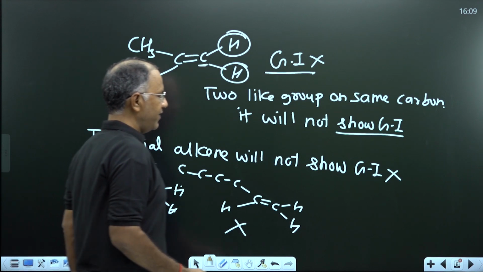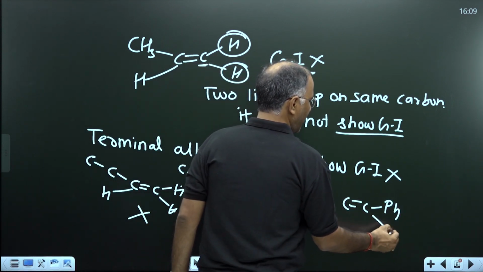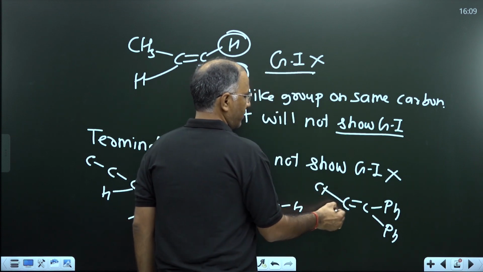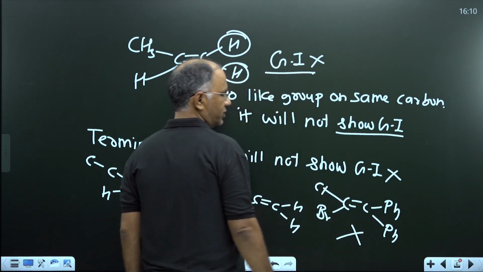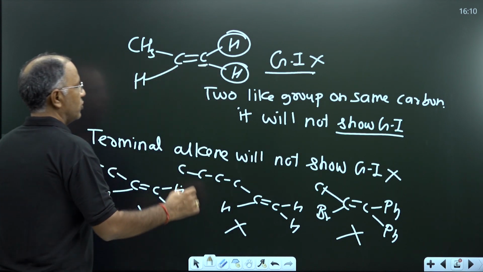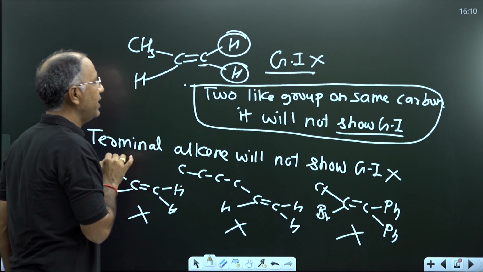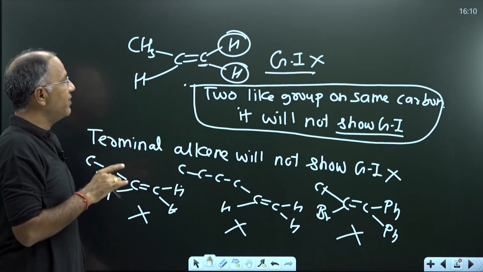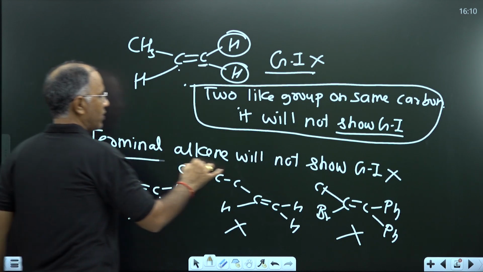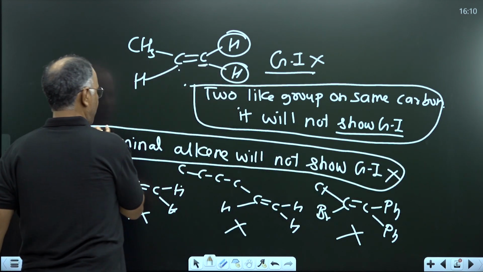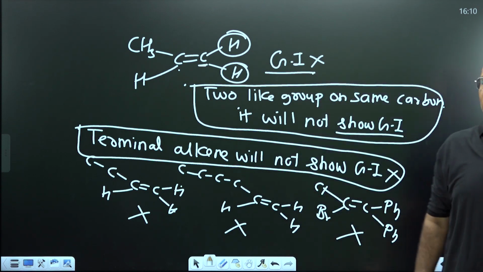Or we can say that if there is a like group on the same carbon, for example, two phenyl groups, will it show GI or not? It will not show GI. So write these two statements in your notes: two like groups on the same carbon, across the restricted rotation, and a terminal alkene will not show GI. Why are they not showing GI? Because on interchanging, we get an identical molecule.